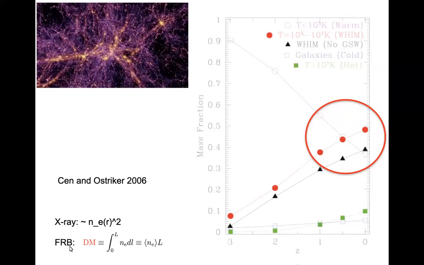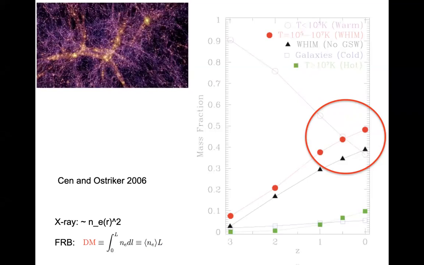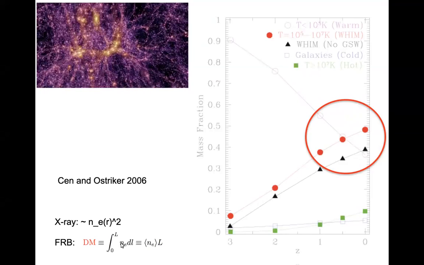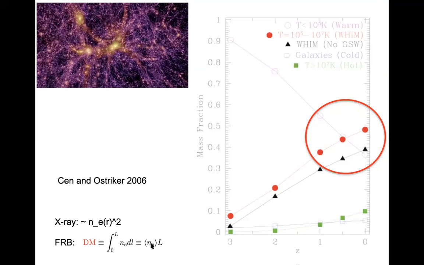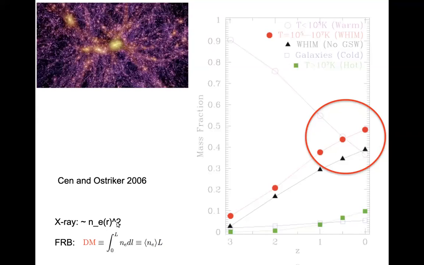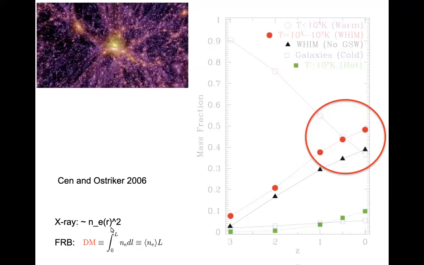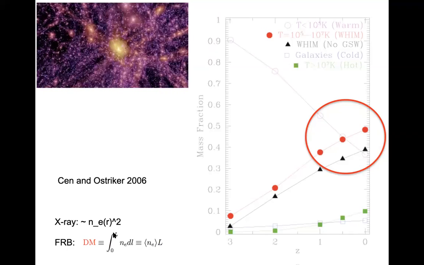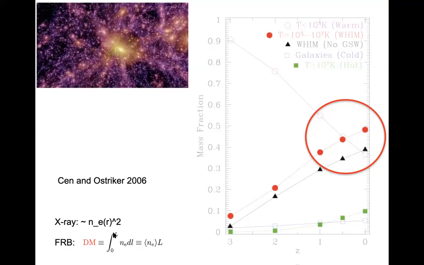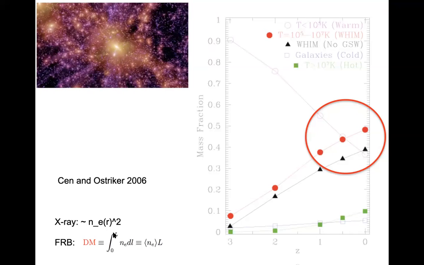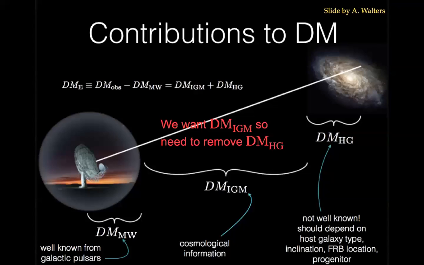But FRB is a unique probe, because the FRB DM directly equals the integral of n_e over the line of sight. So whatever model n_e follows, you can just measure it, and there's no square effect that only allows you to locate the peak of the cluster. But the FRB DM would also be related to the filaments and other DM contributions. Okay, so we want DM_IGM. So we need to remove DM_host galaxies. And how can we do this?